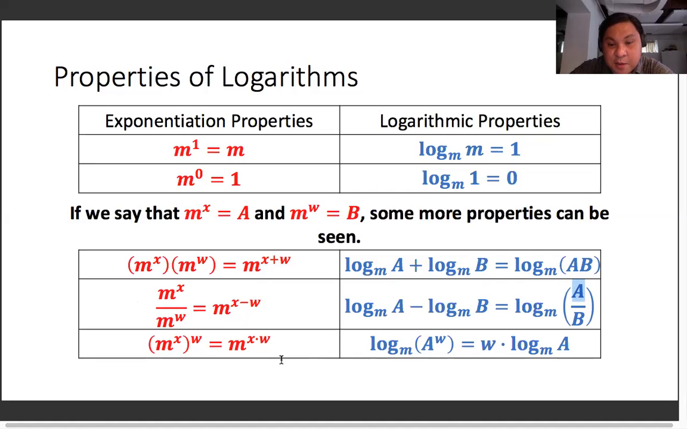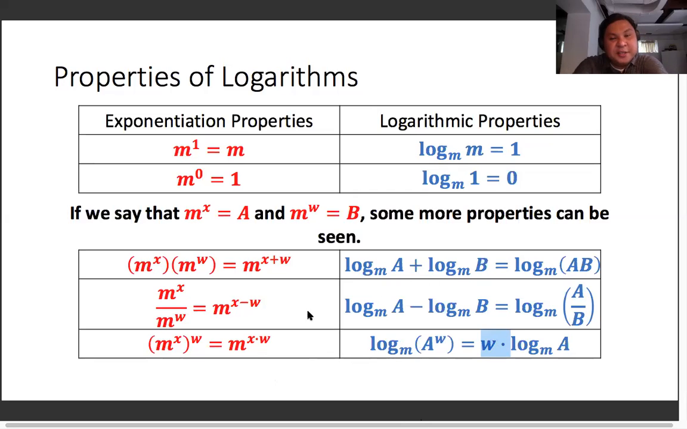And finally, what if you have an extra exponent in your power? Your power has an exponent. So if you're taking the logarithm of a raised to w to the base m, this is equivalent to w times logarithm of a to the base m. So any exponent of the power you are taking the logarithm of can actually be converted as a coefficient, meaning it's a number multiplied in front of the logarithm.